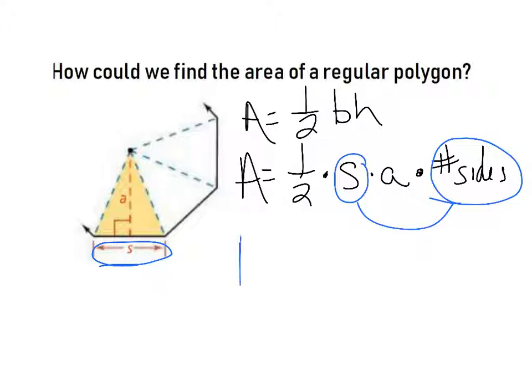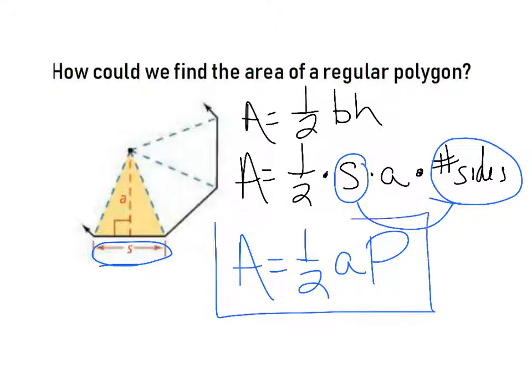So I'm going to clean this up right now. Area equals 1/2, and I'm going to put my apothem next, and then the side times the number of sides is the perimeter of our regular polygon. That is the area formula that we use to find the area of any regular polygon.